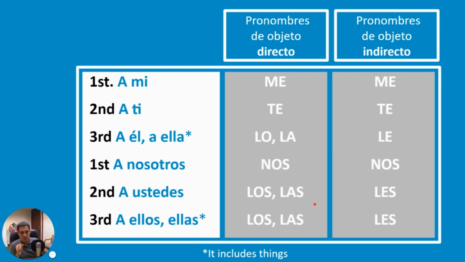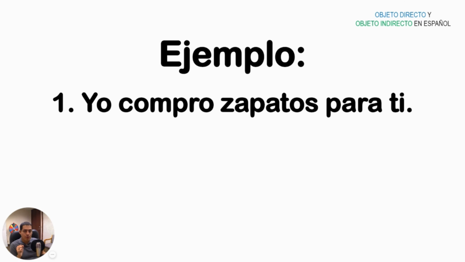Let's take a look at the first example we have here. Yo compro zapatos para ti. ¿Yo compro qué? Zapatos. ¿A quién? No answer. ¿Para quién? The third question. ¿Para quién? Para ti. So, yo compro zapatos, direct object. Para ti, indirect object. So here we will have with blue, the direct object, and with green, the indirect object. Now let's replace the direct object first with a direct object pronoun.